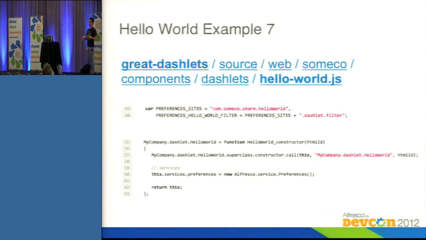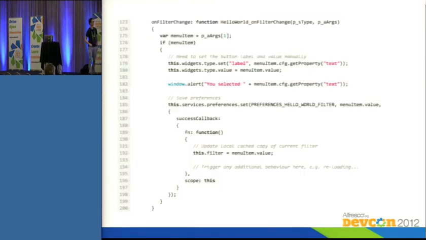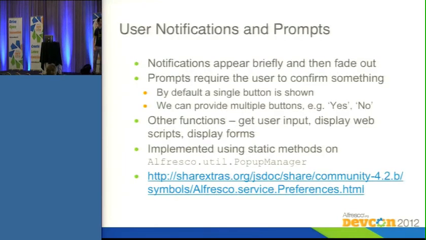So we're going to reference this Alfresco service preferences in our client-side code here. We don't need to change the FreeMarker HTML, but we are going to use this preference service, and we're going to reference that in our constructor. Then, in the onReady method, we need to initialize those preferences. We're doing that in a custom function here. We're just deferring, but that code could equally come at the end of onReady. And we're referencing the button instance, the drop-down instance that's implementing our custom filter here. We also then need to provide a handler for when the user changes the filter. So we're providing that in this second function here.